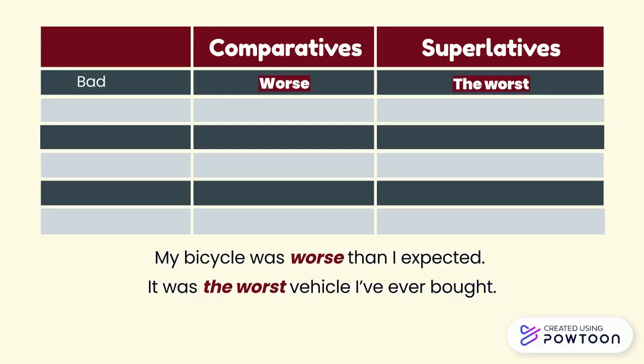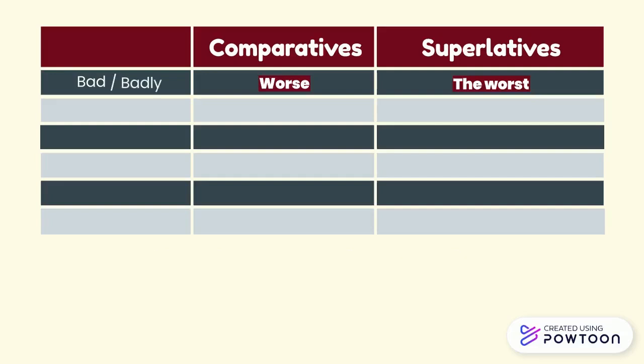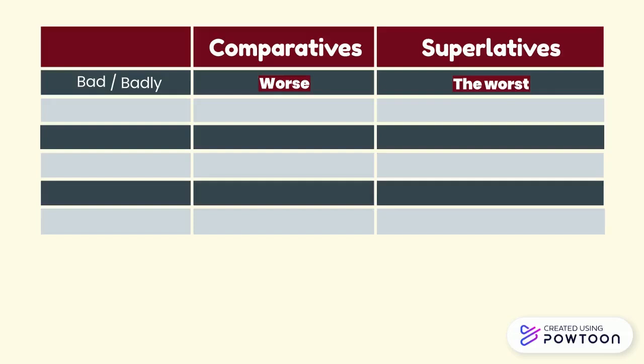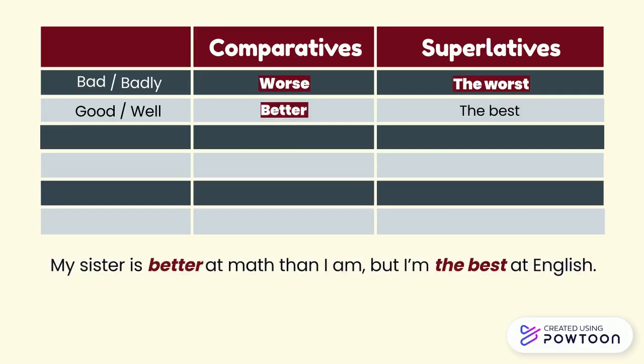This is also the case for the adverb badly, which is worse and the worst. For example, though he performed worse than usual, surprisingly, his competitor was the worst. Let's move on to the adjective good and the adverb well, which are the opposite of bad and badly. The comparative for good and well is better, and the superlative is the best. You could say, my sister is better at math than I am, but I am the best at English.